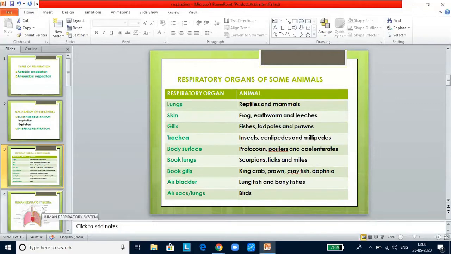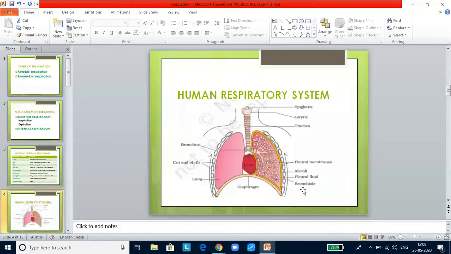Okay. Now let me start with the human respiratory system. This diagram is very important. You need to know the parts. This is the epiglottis. This is the larynx. The ring-like structure supported by cartilage is the trachea.